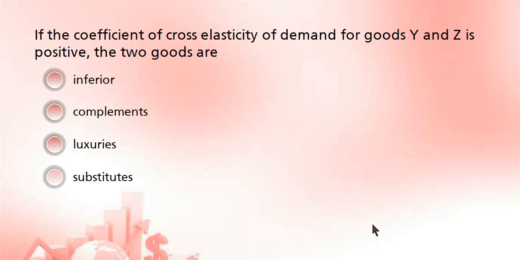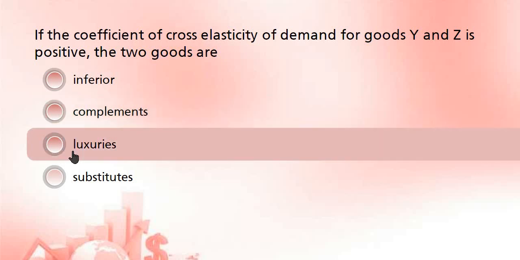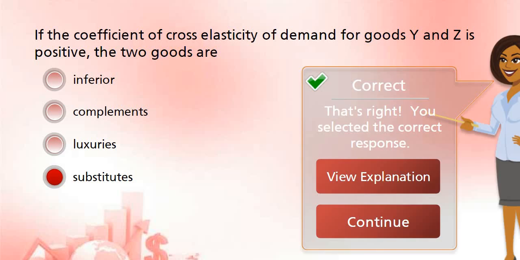Question 6. If the coefficient of cross elasticity of demand for goods Y and Z is positive, the two goods are A, inferior, B, complement, C, luxuries, D, substitutes. If the coefficient of cross elasticity of Y and Z is positive, it means that an increase in the price of Y will lead to an increase in the demand for Z. Therefore, both goods are substitutes. So the right answer will be D.